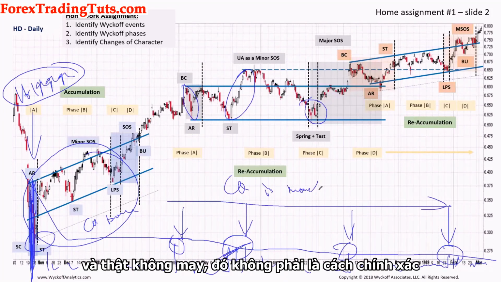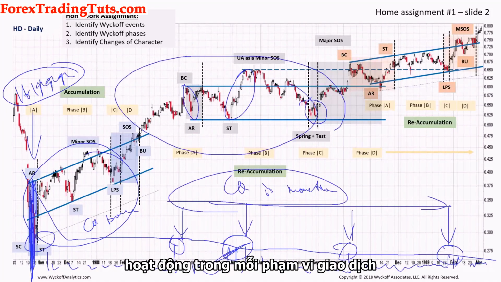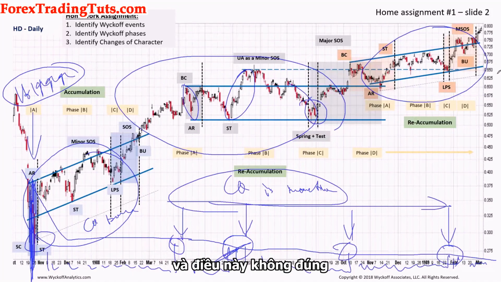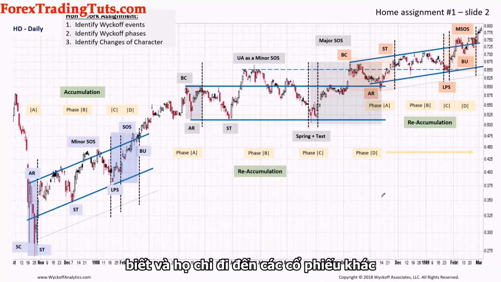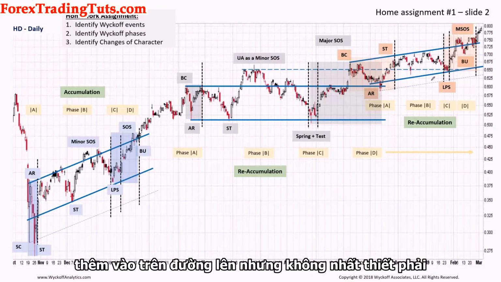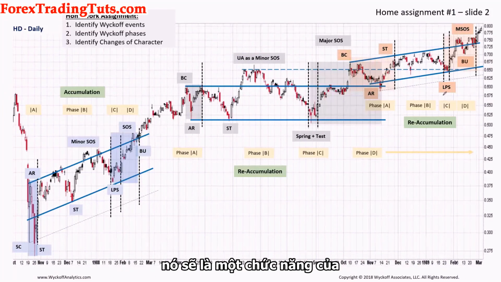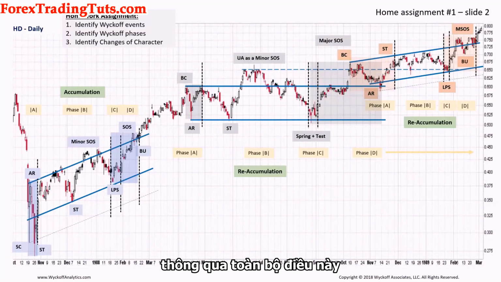And that's unfortunately not exactly how we were taught. We were taught that CO is operating in each of the trading ranges, and this is not true. Once they establish the position, they just go to other stocks and establish positions there. They might add on the way up, but not necessarily. It's going to be more a function of other institutions seeing establishment of the trend, some short-term value, and then definitely just going through this whole thing. All right, sounds good. What else?